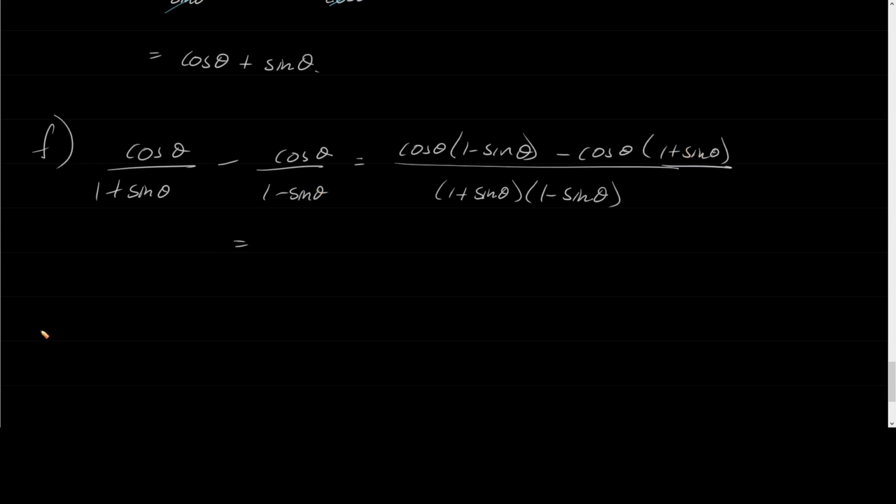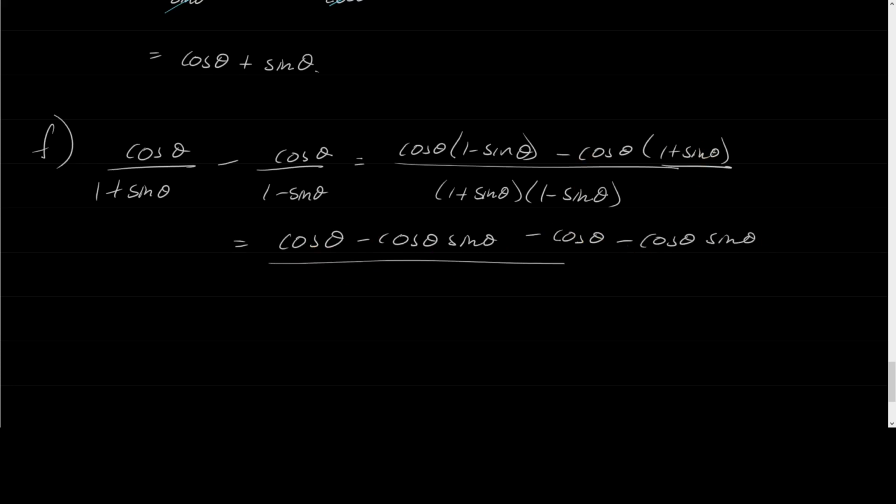At that point, what can we do? Well, if I distribute these cosines, I end up with cosine theta minus cosine theta sine theta minus cosine theta minus cosine theta sine theta. All of this over 1 plus sine times 1 minus sine. Think of this as a plus b times a minus b. Well, that's a squared minus b squared. And that's what's happening on the denominator. So if I look at the denominator here and apply the product of conjugates being the difference of squares, I end up with 1 minus sine squared theta on the bottom.